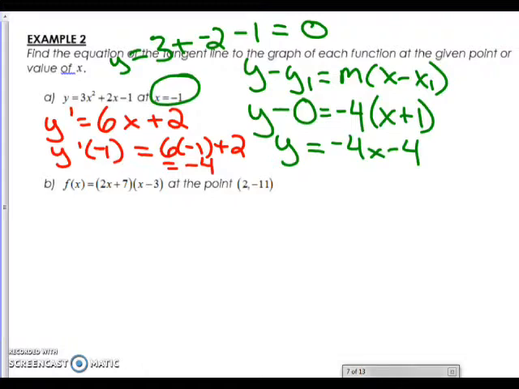Remember, we're going to answer the question asked. Make sure you're answering the full question. I wasn't allowed to just stop at that -4. It didn't say what's the slope of it. Okay, so now we have example B here.